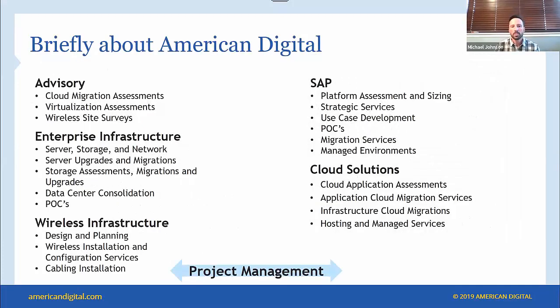Briefly, American Digital is a technology firm that plays in a number of different areas. As you can see up on the screen here, we are an advisory firm. We deal in enterprise infrastructure and wireless, as well as SAP and cloud solutions. So we run the gamut of a lot of IT structures, infrastructures, systems, software, and processes. We understand a lot, we've seen a lot, and that's why we think we're qualified today to talk about things, as well as help our customers navigate that entire IT landscape and strategy.